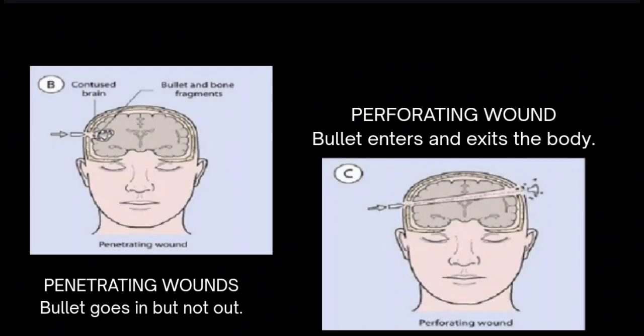Penetrating wound is a type of gunshot wound where the bullet enters the body but does not exit. The bullet remains inside the body, often lodged in tissue, bone, and organ. A perforating wound is where a bullet enters the body and then exits, meaning there is both an entrance wound and an exit wound.